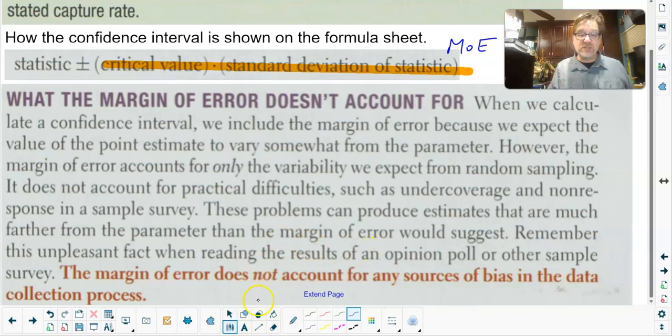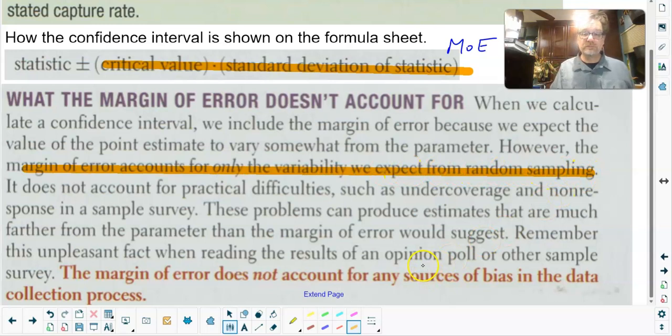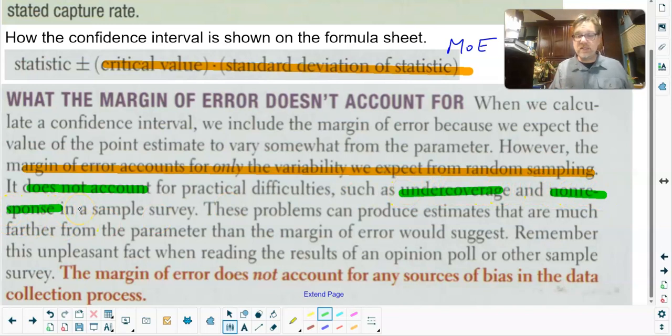That is what margin of error accounts for: the variability. Margin of error accounts only for the variability from random sampling. It does not account for undercoverage, non-response, anything like that. These problems are going to give us estimates that are going to be a little bit of an issue. So remember this unpleasant fact.